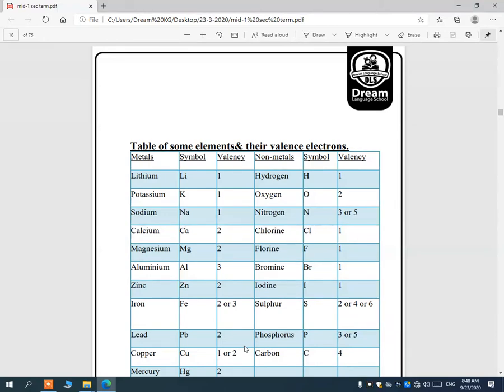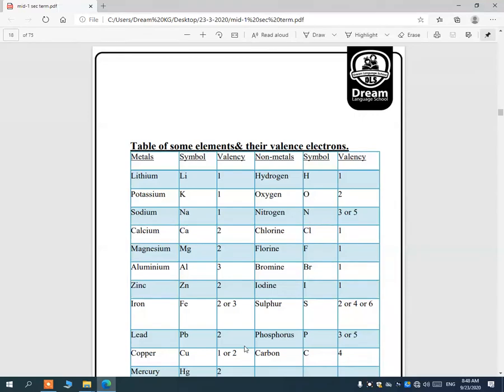The valency of calcium is 2 or divalent. Di means 2. The valency of magnesium is 2 or divalent. The valency of aluminium is 3 or trivalent. Tri means 3. The valency of zinc is 2 or divalent.